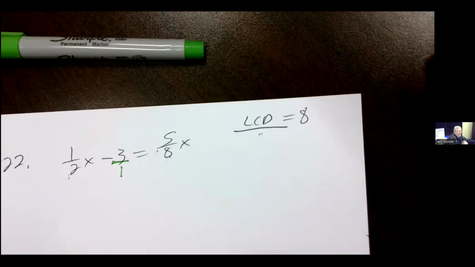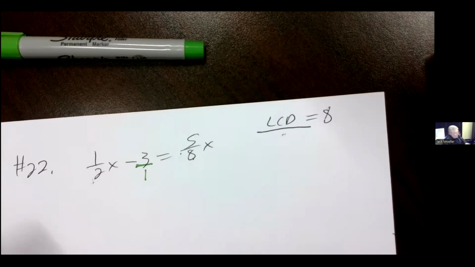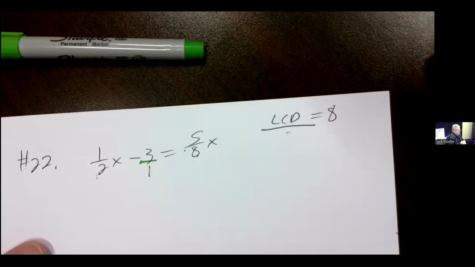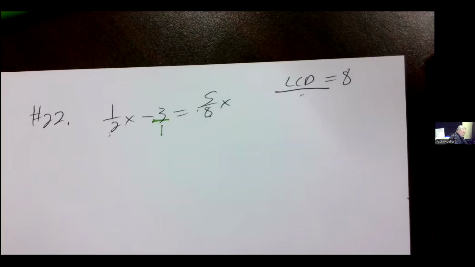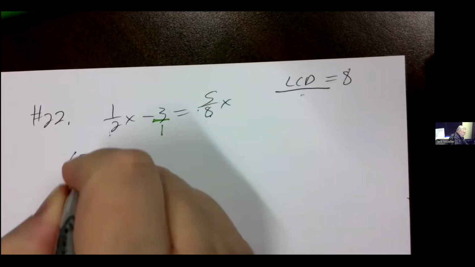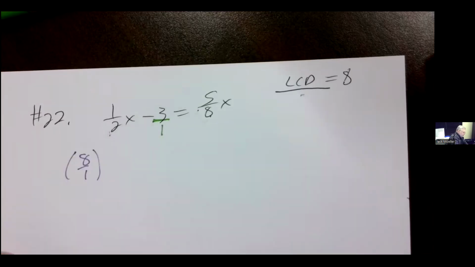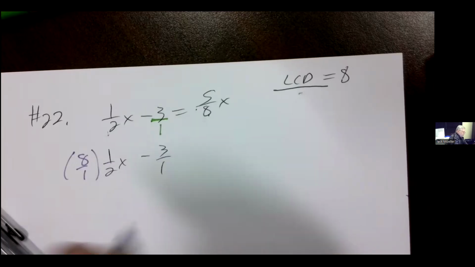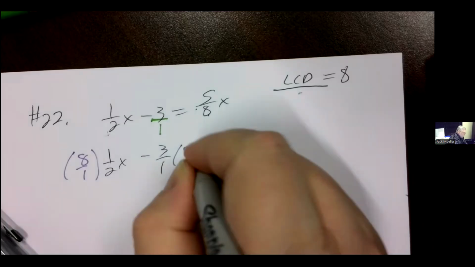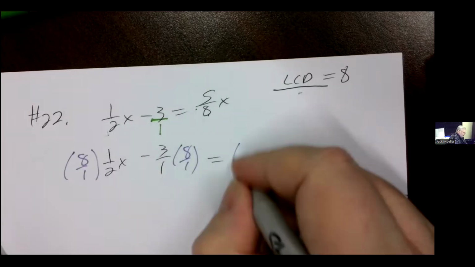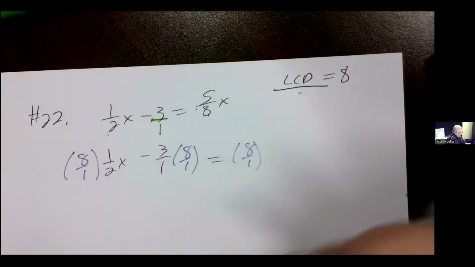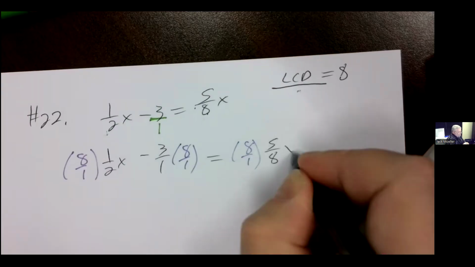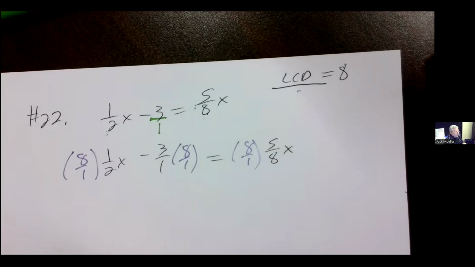And now you're going to multiply every single term by 8, or specifically 8 over 1, because they're all fractions. So 8 over 1 times 1/2 x minus 3 over 1, 8 over 1 equals 8 over 1 times 5/8 x. And if you've done this correctly, once you simplify it, then our fraction should go away because all the denominators should be 1.